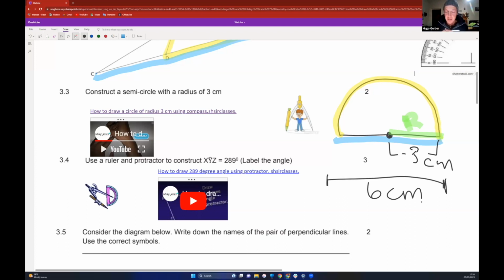Now, if we had to draw the semicircle like they asked, with a radius of 3 centimeters, the most important thing is that your blue line, the bottom part of your circle, the place where you cut the circle in half, needs to be 6 centimeters, okay? So make sure that you have that correct. If you have that, then you know that your semicircle was drawn correctly. Okay, let me scroll down.